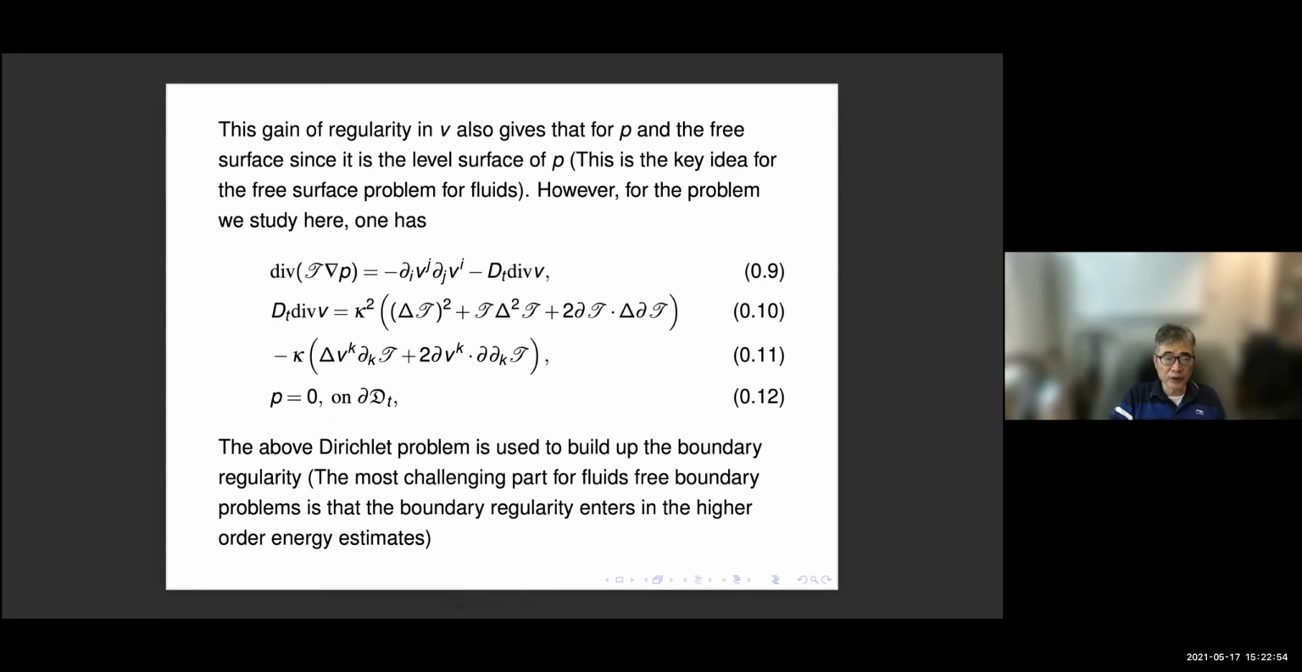So we also use this to build up regularity, but the problem is that on the right hand side we have this D_t divergence v. Here this D_t is a material derivative. Therefore, it involves a space-time derivative of velocity v. Therefore, this is one more reason for the loss of one more derivative.